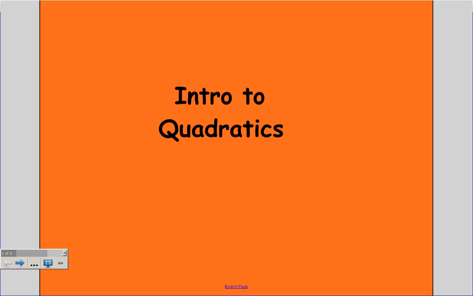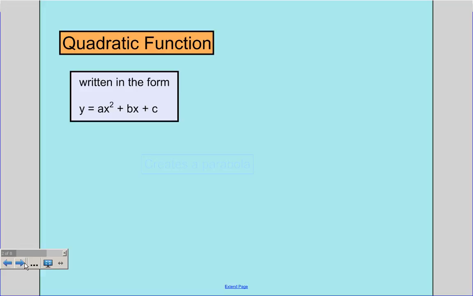Hello, today we'll be studying the introduction to quadratics. We've already talked a little bit about quadratics in class. Today we're going to get to what they look like and just some important bits of information about them. We'll start with the equation for the quadratic function. It's a little different than what you've seen before. Looks a lot more complex, a lot fancier.